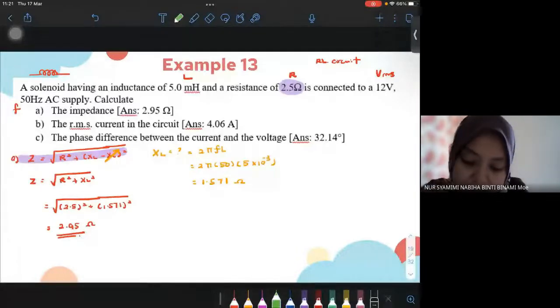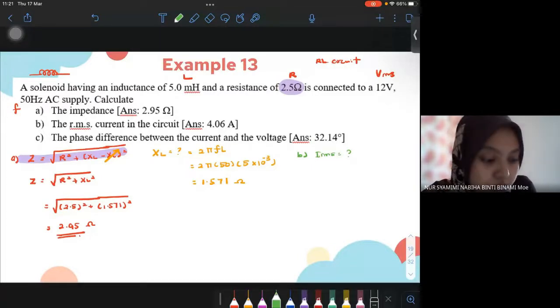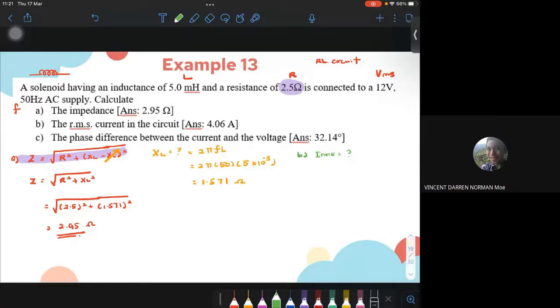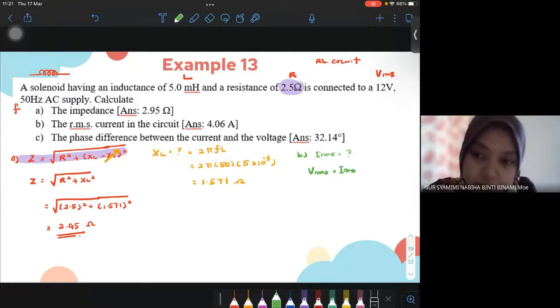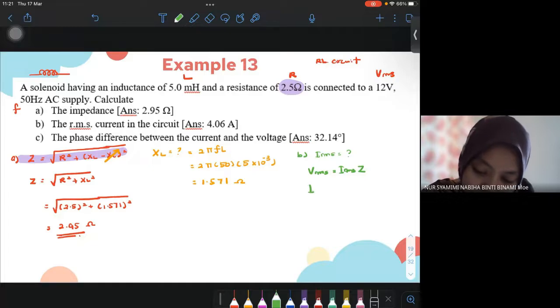Okay, so B diminta RMS current. So B diminta IRMS sama dengan berapa? So what formula should we use for IRMS? VRMS equals to IRMS Z. Yes, VRMS equals to IRMS Z. Kenapa tak boleh guna R? Sebab kita tahu kita ada R dan XL. Okay, kita akan guna Z. So IRMS equals to VRMS over Z.